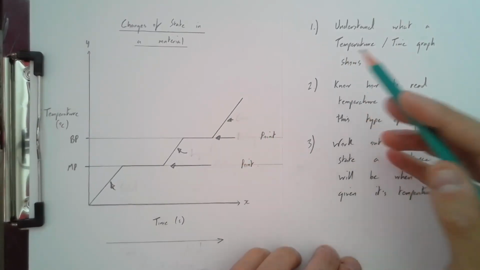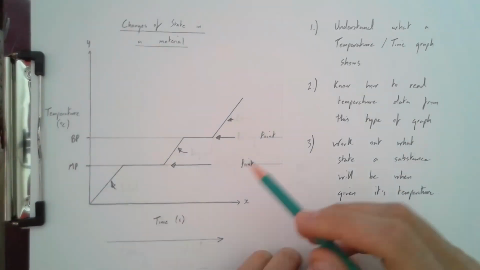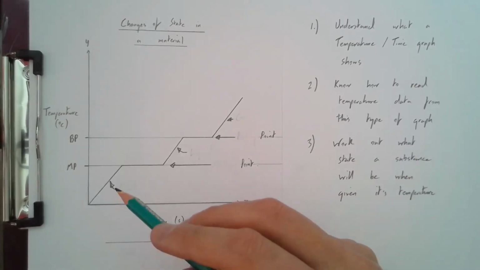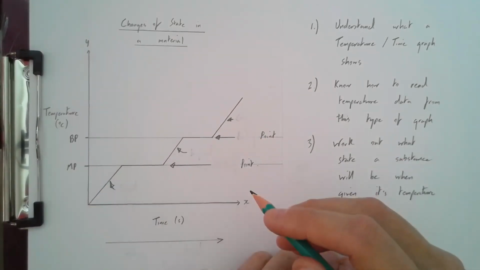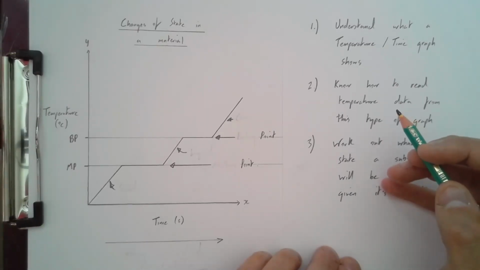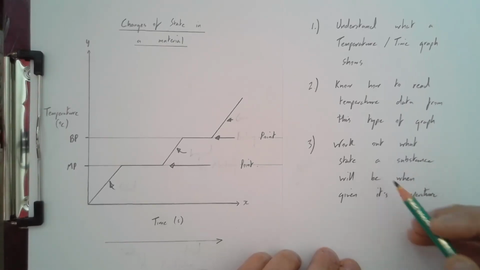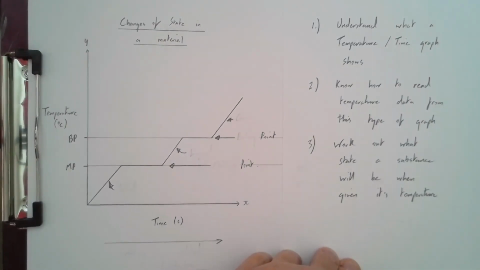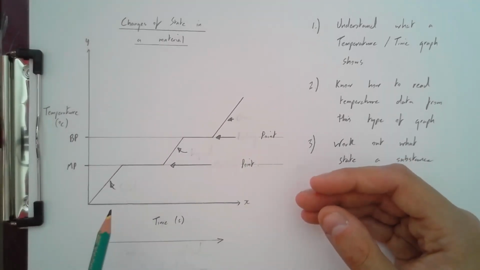Today we are going to look at changes of state in materials, and we're going to do this by using temperature time graphs. You will often find that you are given a graph like this and you'll need to understand what it's showing you. You'll need to understand what states of matter are happening at each part, and you'll need to know what temperatures we're dealing with on here as well. So we will understand what they show, we'll know how to read temperature data from this type of graph, and we'll be able to work out what state a substance will be when we're given its temperature through using one of these.